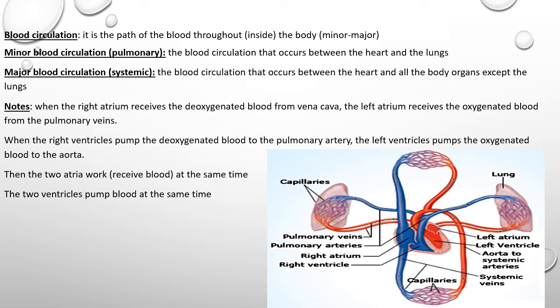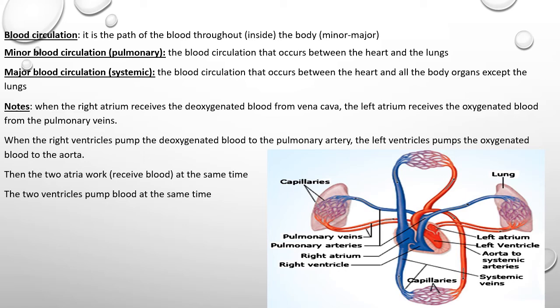Major blood circulation: the left atrium pumps blood to the left ventricle through the valve, and the left ventricle pumps blood to the aorta. The aorta transfers blood, which is rich in oxygen, to all body cells. This is major blood circulation.